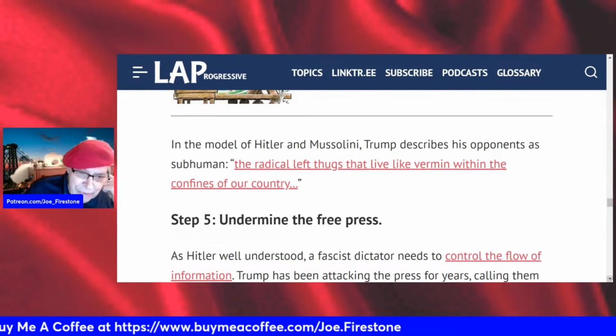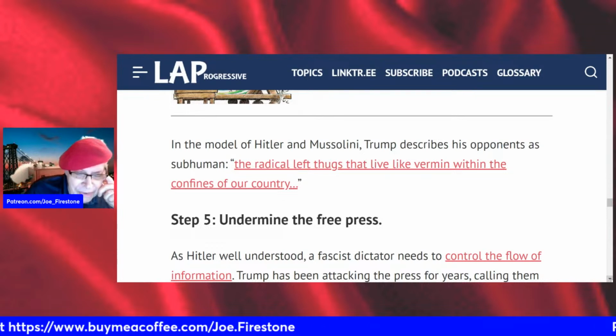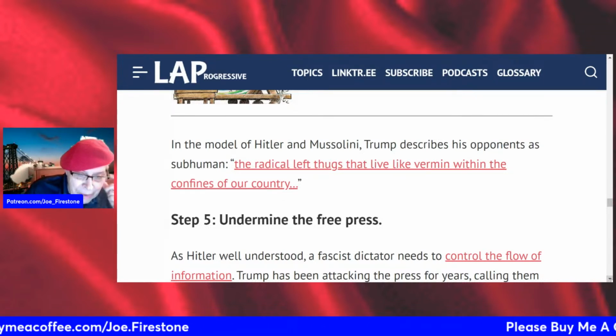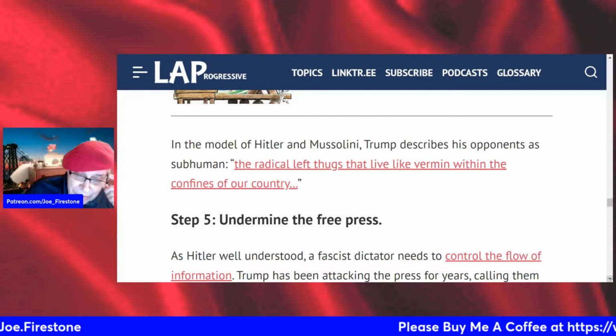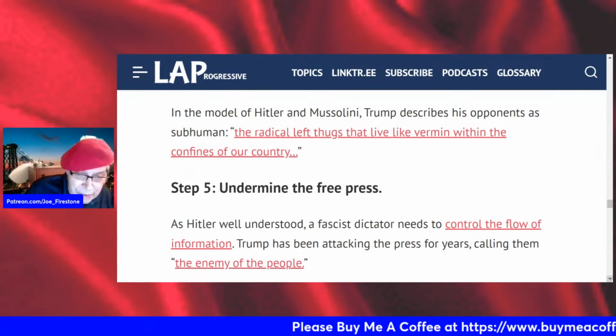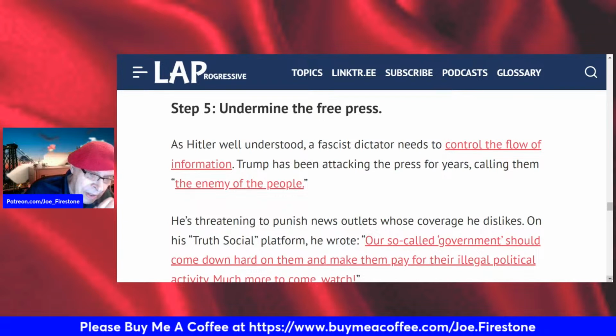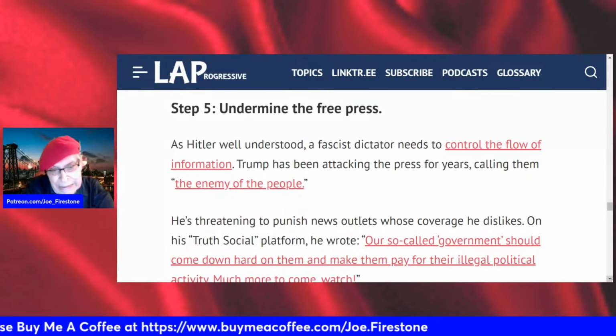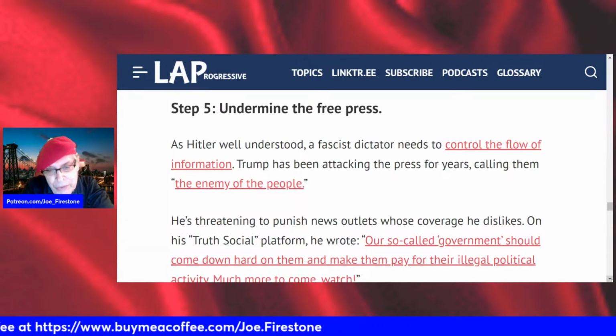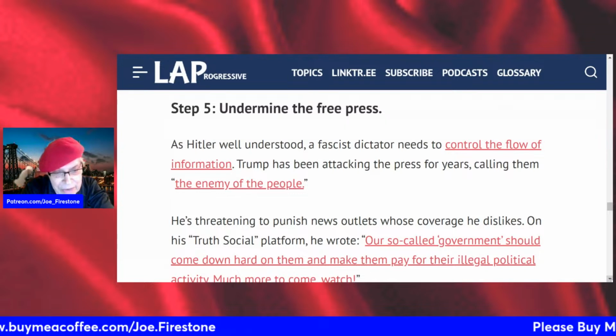Step 5, undermine the free press. As Hitler well understood, a fascist state needs to control the flow of information. Trump has been attacking the press for years, calling them the enemy of the people. He's threatening to punish news outlets whose coverage he dislikes.